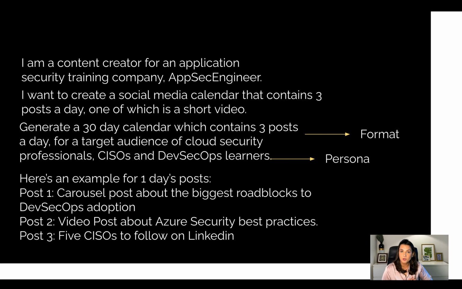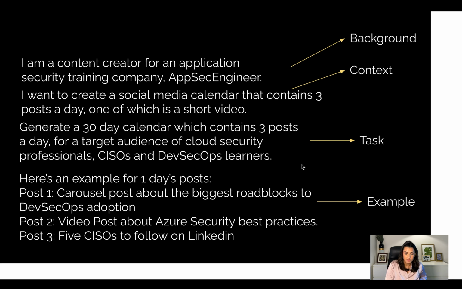So think about what your tone should seem like. Let's look at my prompt and see which parts of the anatomy I have hit well. I have said generate a 30-day calendar which contains 3 posts a day for a target audience of cloud security professionals, CISOs, and DevSecOps learners. So this is ideal for the post that I will be creating for my company, AppSec Engineer. So the format has been established. That's the calendar. And you also have a persona here, right? And then we have the background has been set, the context and the background.